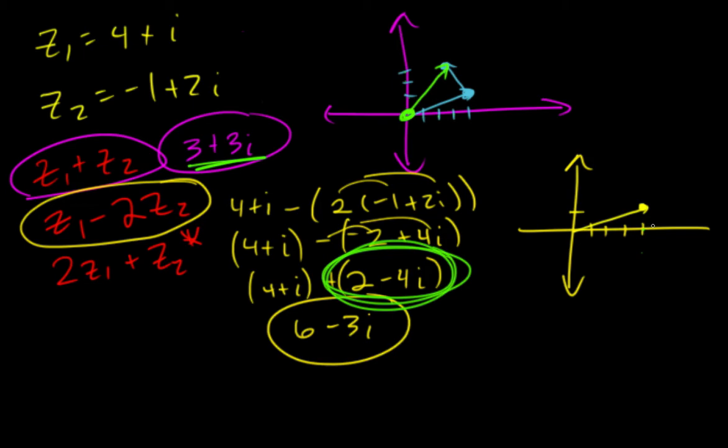Actually, let's do it the other way. So we could do it that way, but if we take the opposite of z2, or actually let's even just draw z2. So z2 is going to be left 1, up 2. So it would be this. So if we go from this point, we go left, up 2. Instead we're going to go right, down 2.